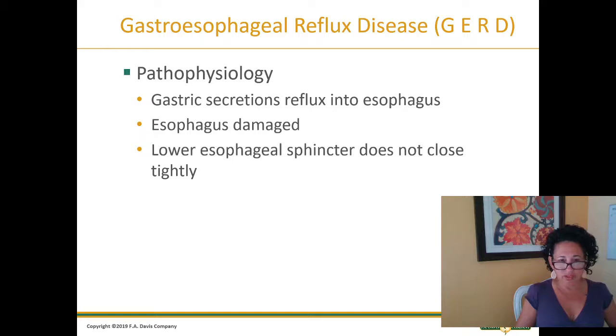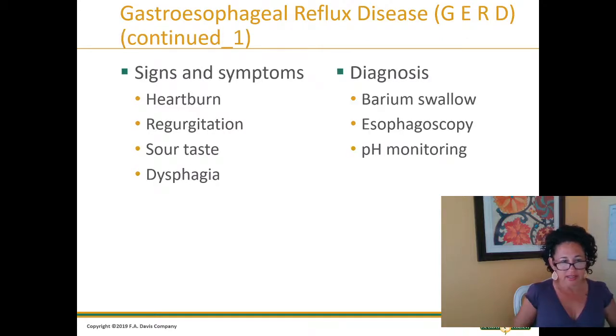Pathophysiology: gastric secretions reflux into the esophagus. This is for GERD. The lower esophageal sphincter is not closing tightly, so it's opening and allowing acid to rise, where you're going to feel like you can taste vomit. They burp a lot. It causes pain and pressure in the chest. That feeling of pressure is from the acid. So heartburn, regurgitating sour, that's what I just talked to you about.